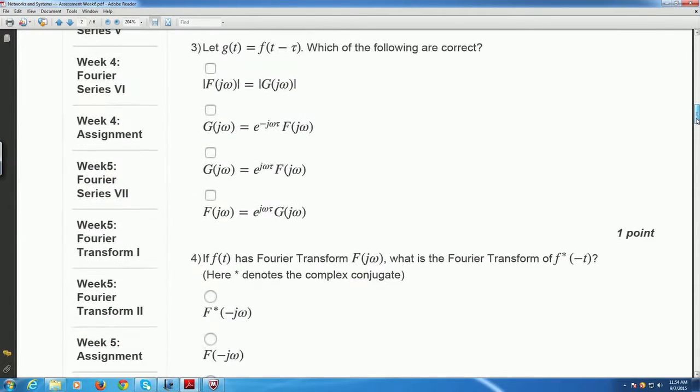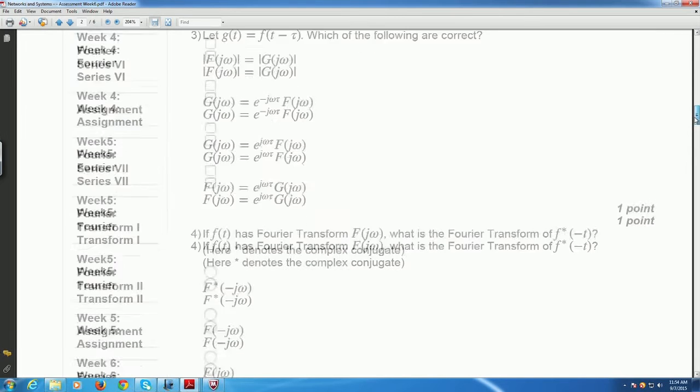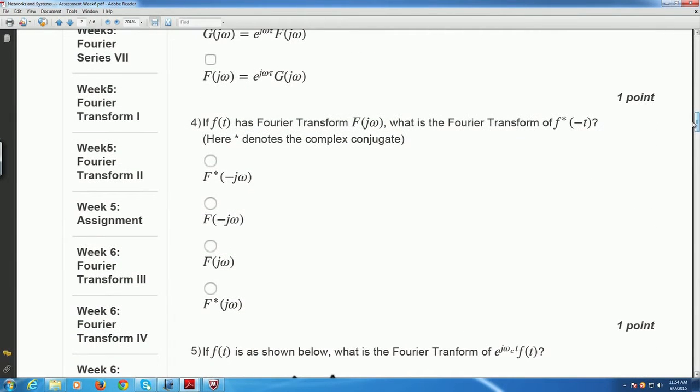Let us move on to the third question. The third question is the direct application of the time shifting property. g of t is f of t minus tau. You go to the table of properties, there is one property that will immediately apply and you can use that. The same thing goes with 4 also. So, it is a standard question.